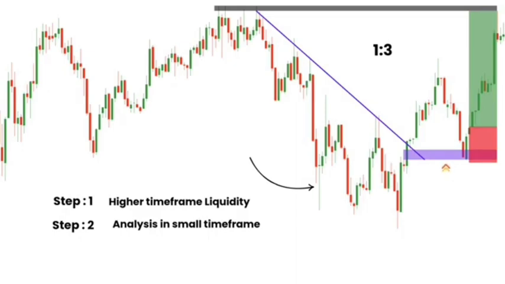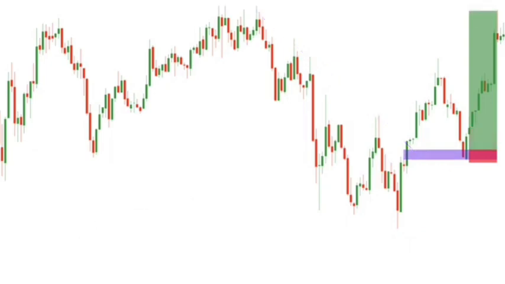According to the smart money concept, SMC, some traders may choose to enter as soon as the price taps into the fair value gap. But for added safety and a higher probability setup, we waited for bullish confirmation. By combining higher time frame liquidity, market structure shift, fair value gap, and bullish confirmation, we were able to complete a high-quality scalp with an excellent 1-3 risk-to-reward ratio.